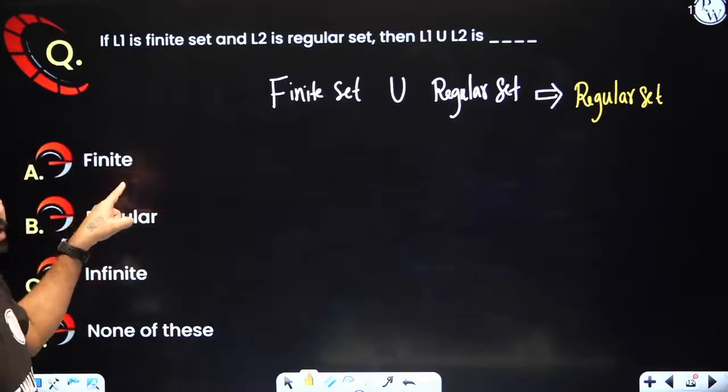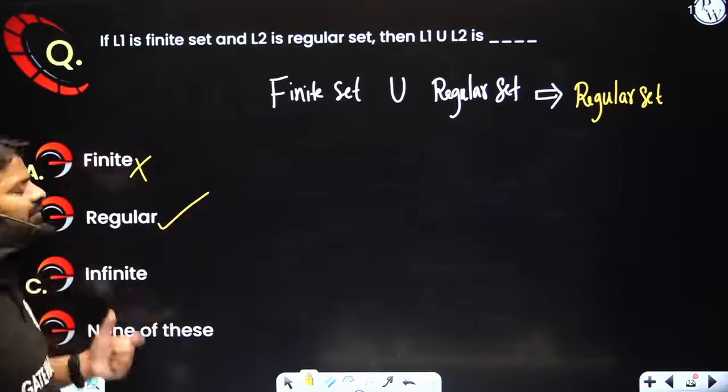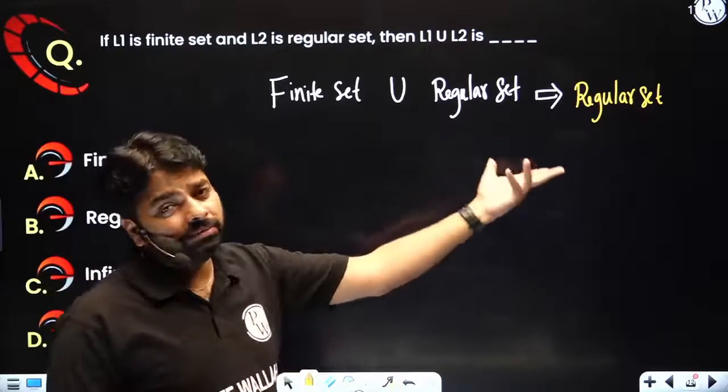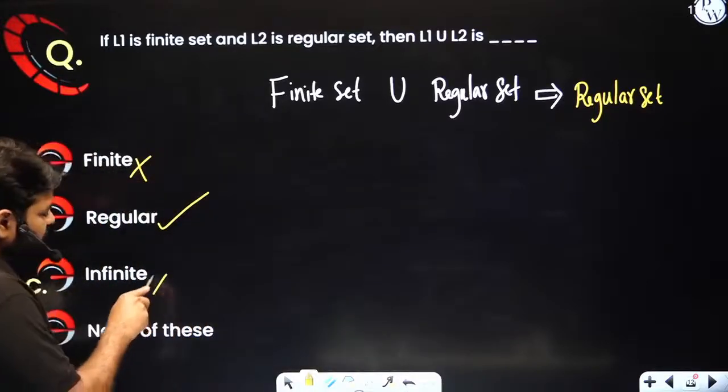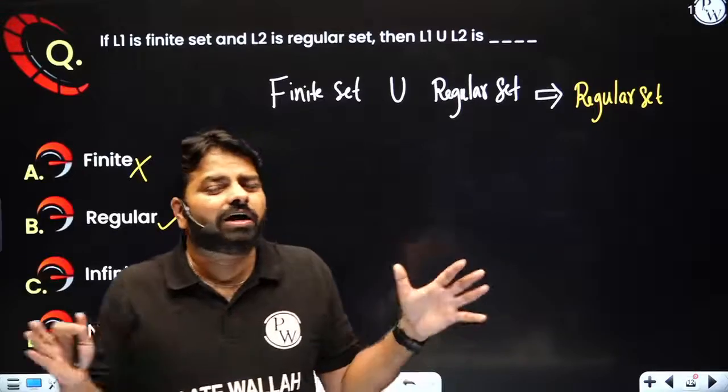Finite may or may not be, so we don't choose it. Regular always. Infinite is not guaranteed, sometimes infinite, sometimes finite. That's why we don't choose these two. So finite union regular is always a regular language.